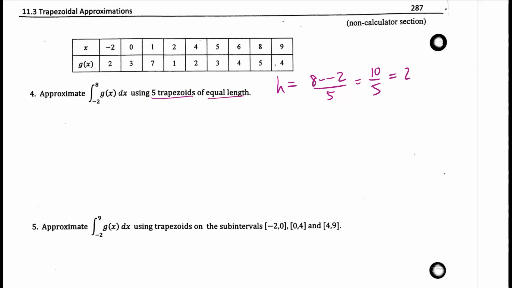So knowing we're going to go from negative 2, if you add 2, you're going to go from here to here, then here to here. Add 2, add 2, add 2, add 2.